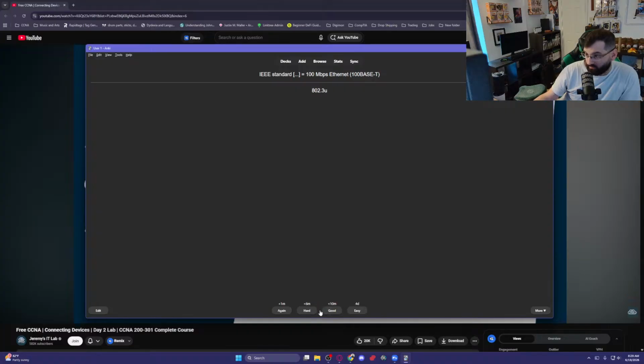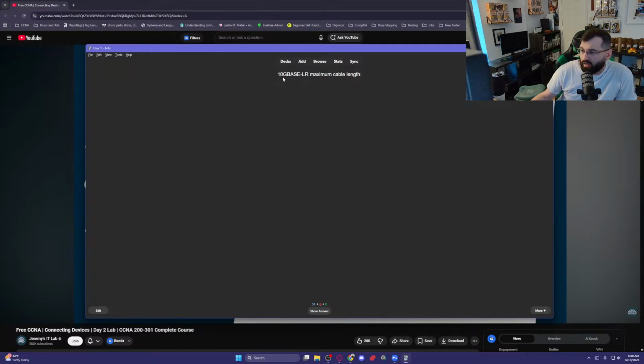802.11 is Wi-Fi. 802.3 is Ethernet. I used to know the lore about why it's 802. I don't remember it anymore. 10GBase-LR maximum cable length: that was 10 kilometers. Yes.